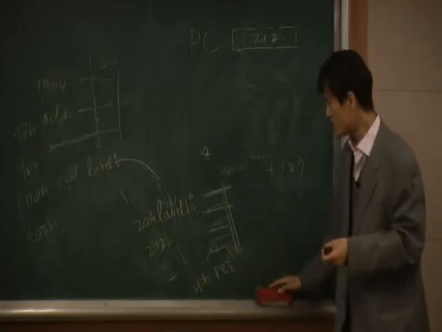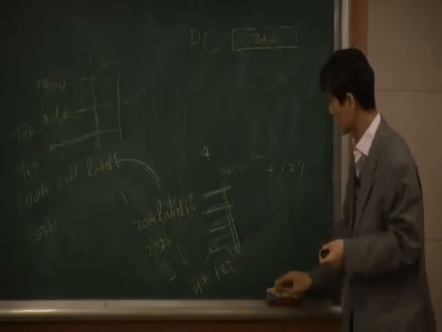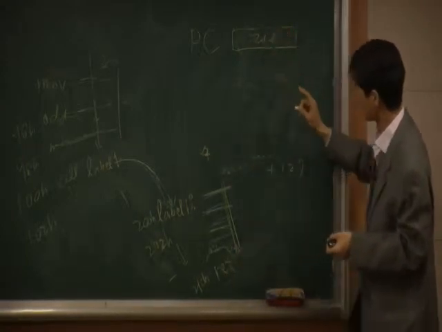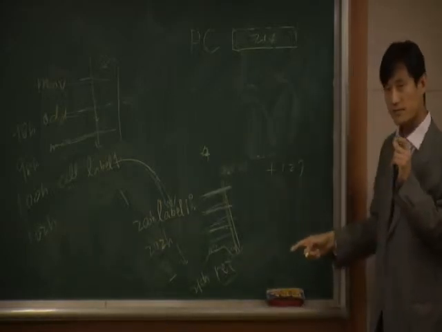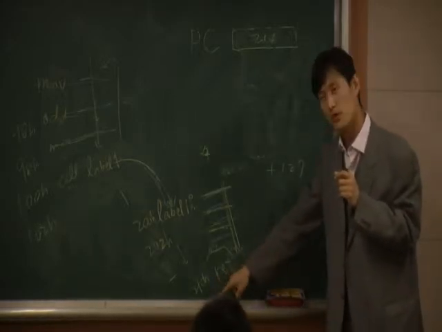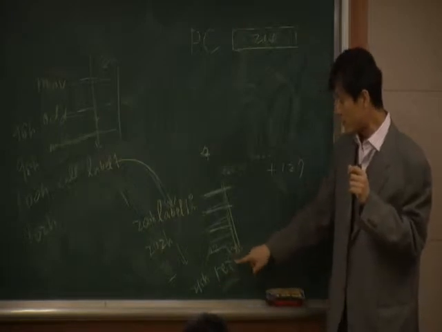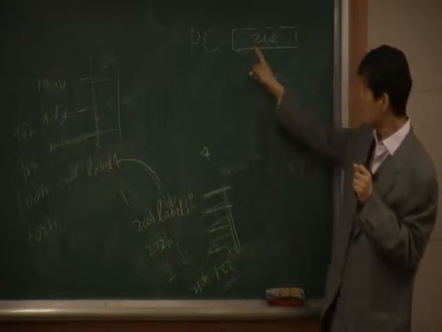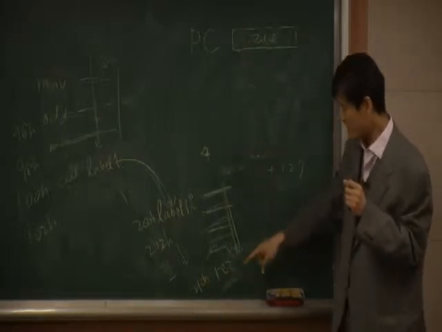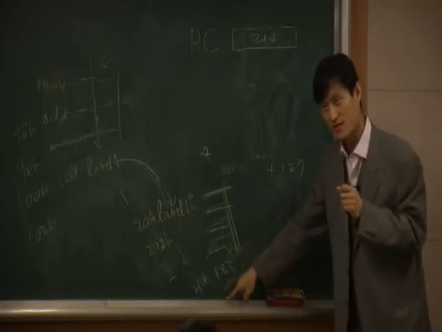I guess return is just 1 byte. So the next instruction is probably 211. Return probably is 1 byte, so the next instruction is probably 211. So when I execute RET, the program counter is indicating the next instruction address.